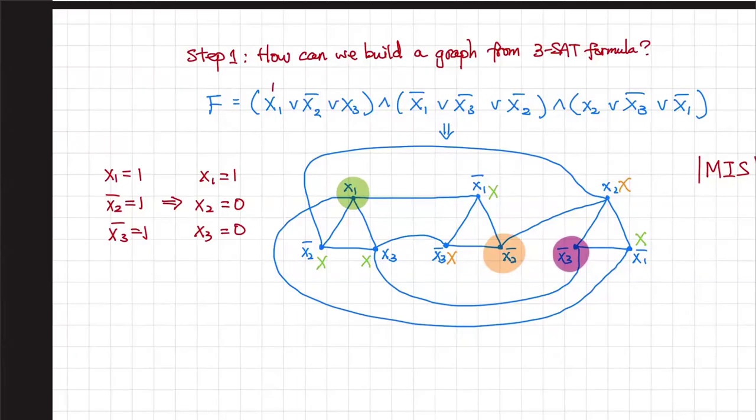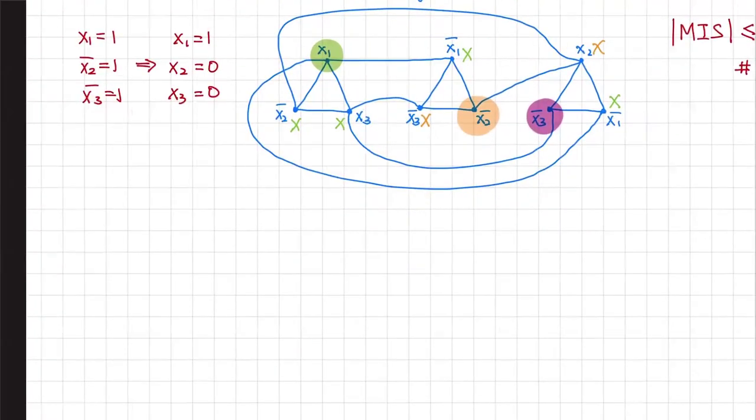If you look at the first class, you have at least one 1. The second class, you have at least one 1. For the third class, you have at least one 1. Yes, you can have multiple assignments. That also means you can have multiple maximum independent sets. So as long as you can come up with a maximum independent set with size equal to n, then your formula is satisfiable. So let me write out the result. So to solve it is step 2.